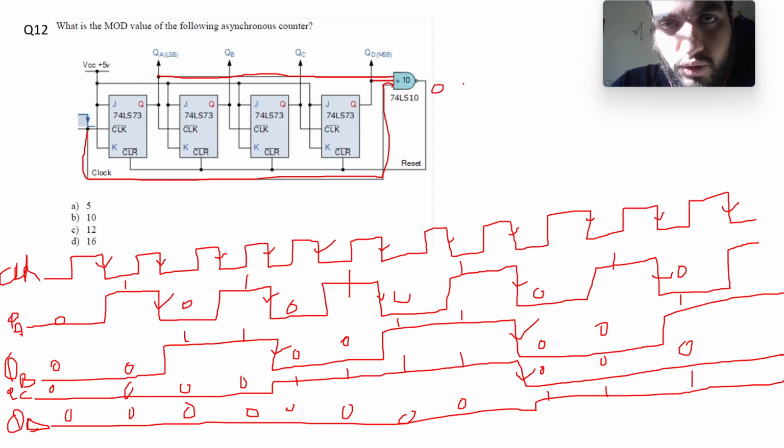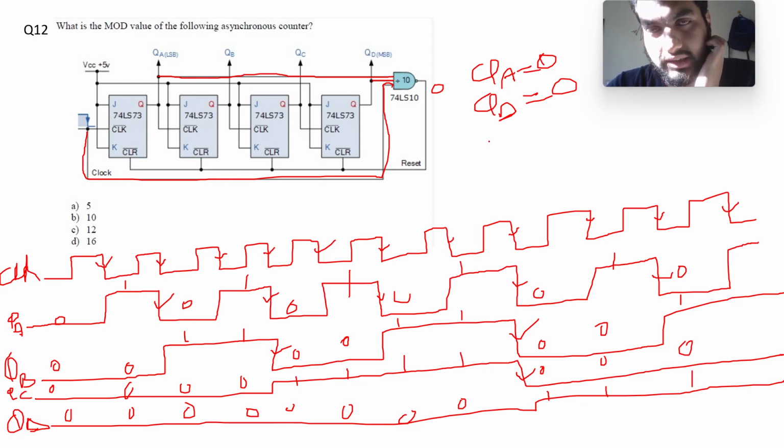So this will be 0 when QA is equal to 1, QD is equal to 1, and the clock is high. This is a NAND gate. I thought it was an AND gate. This is an AND gate. QA is equal to 1, QD is equal to 1, and the clock is high.